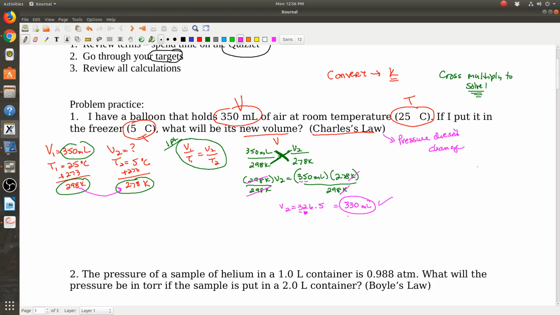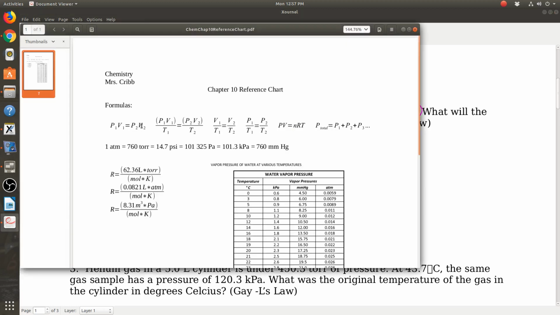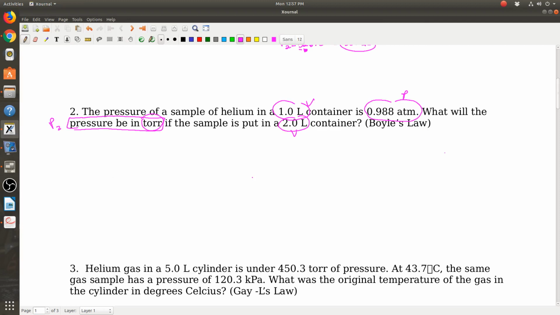Let's go to the next one. The pressure of a sample of helium in a 1 liter container is 0.988 atmospheres. What will the pressure be in torr? So that's P2, and they also want it in torr if the sample is put in a 2 liter container. So that's a new volume. Okay? All right, so this is Boyle's law because it only contains pressures and volumes. I can know by looking at my reference sheet, P1 V1 equals P2 V2. That's the only thing I have, so that's what I'm going to use here.